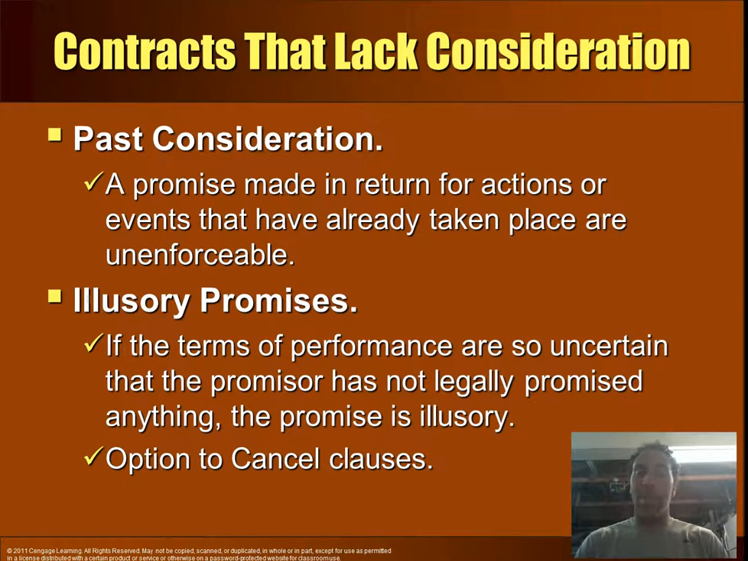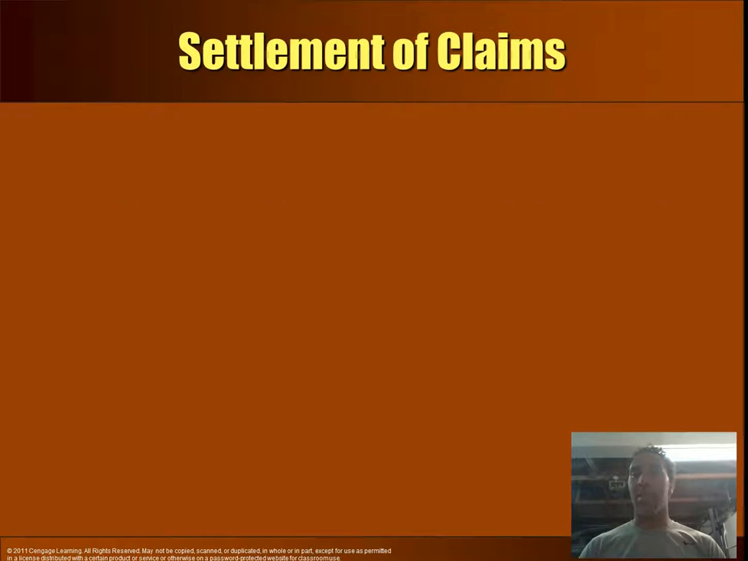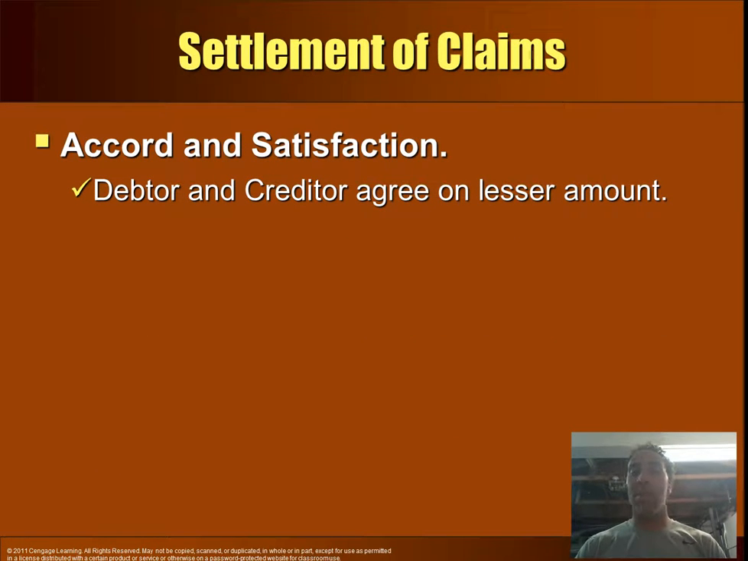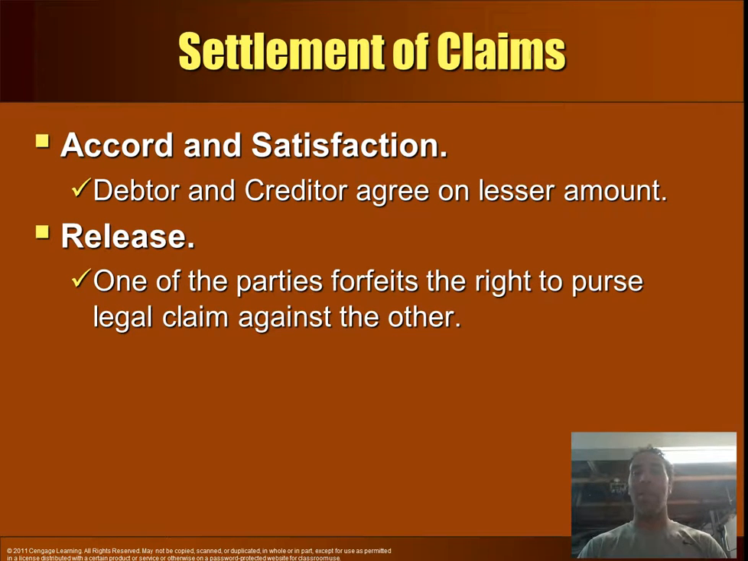Illusory promises: if the terms of performance are so uncertain that the promisor has not legally promised anything, the promise is illusory. It's very loose in terms of the definitive nature of it. Option to cancel clauses. Settlement of claims, so accord and satisfaction. The debtor and the creditor agree on a lesser amount, right? Once you agree, you can't come back and ask for more. You can, but it's not the right thing to do, and you won't have the court on your side.